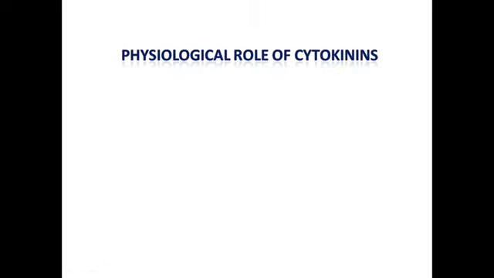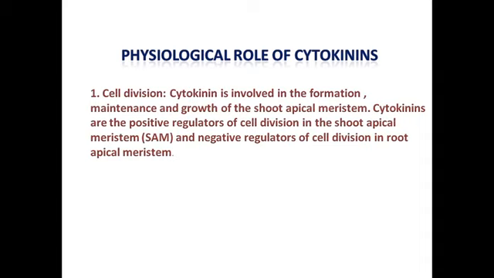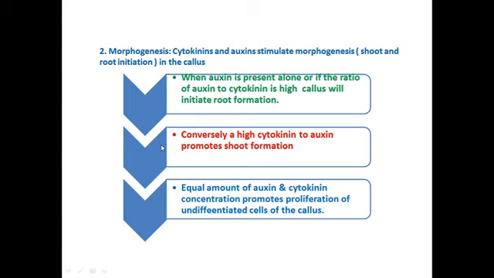Now coming to the physiological role of cytokinins. As I already told you, they promote cell division. They help in the formation, maintenance and growth of the shoot apical meristem. Cytokinins are positive regulators of cell division in the shoot apical meristem, and negative regulators in the root apical meristem, meaning they don't enhance the cell division in the root apical meristem, but they promote the cell division in the shoot apical meristem. Now the next role is morphogenesis.